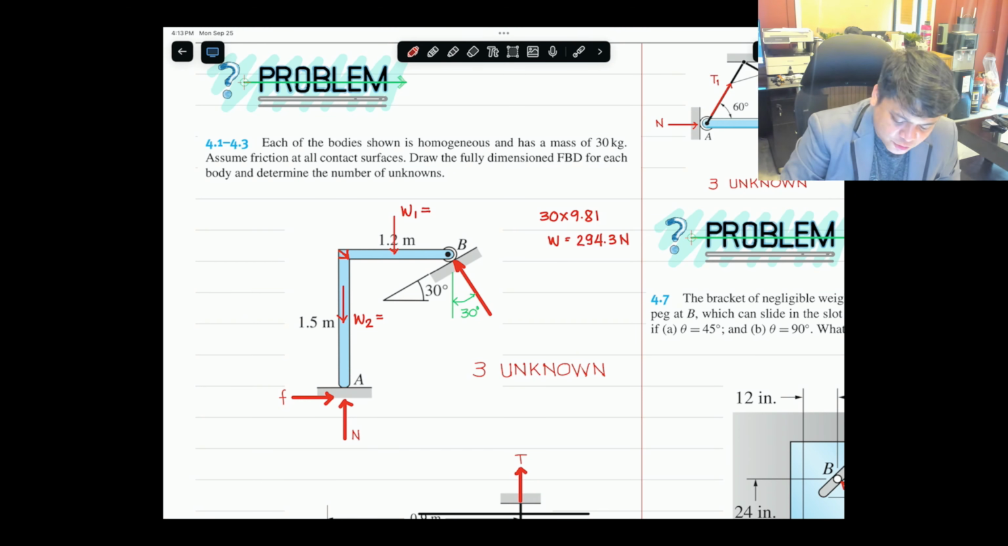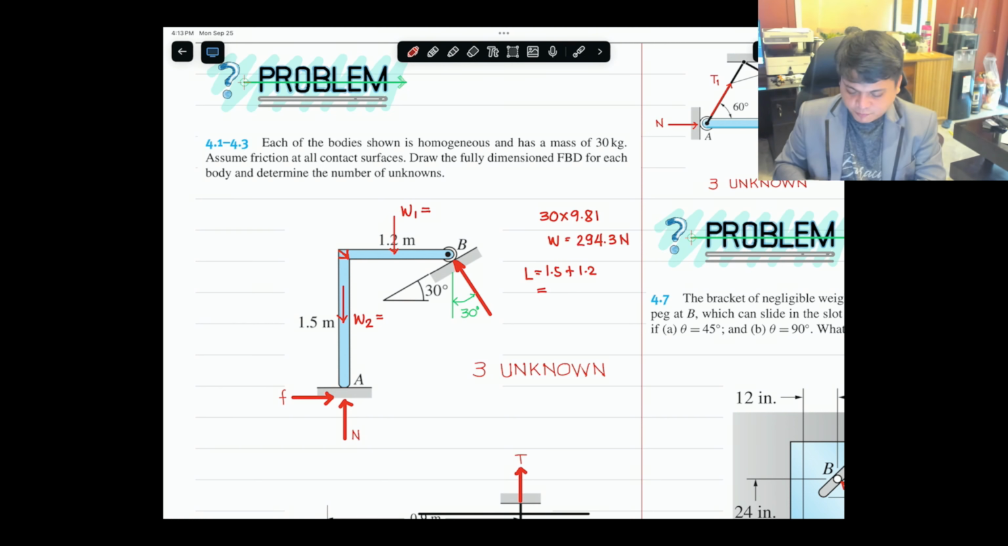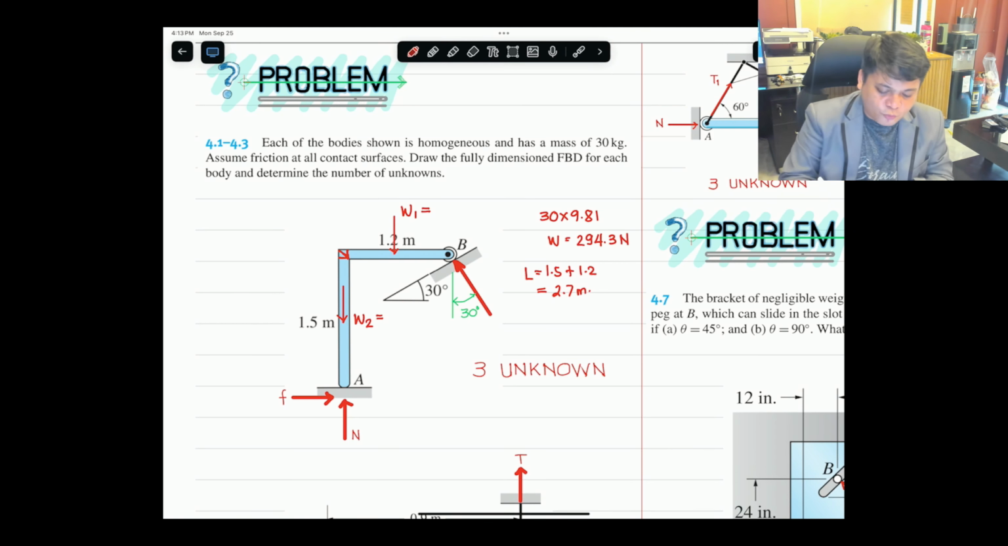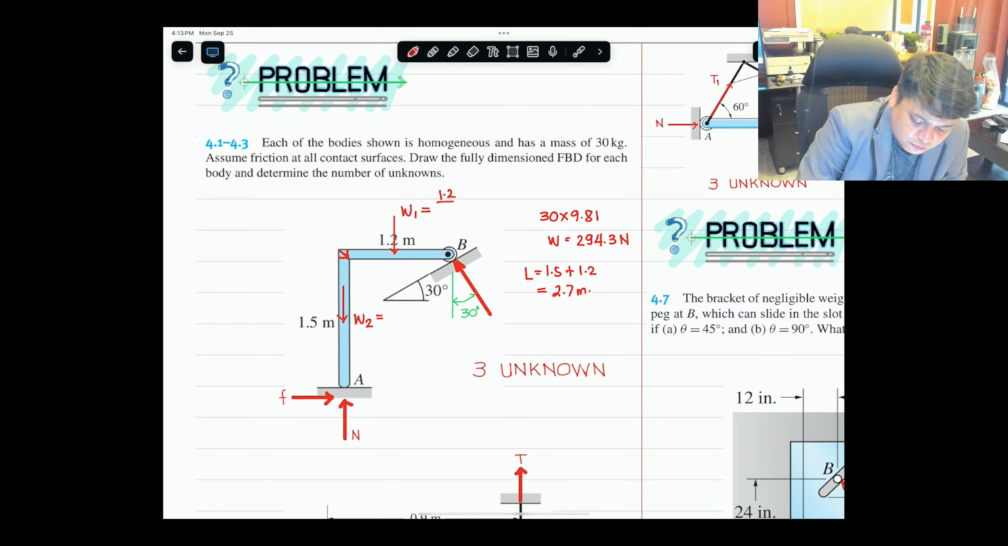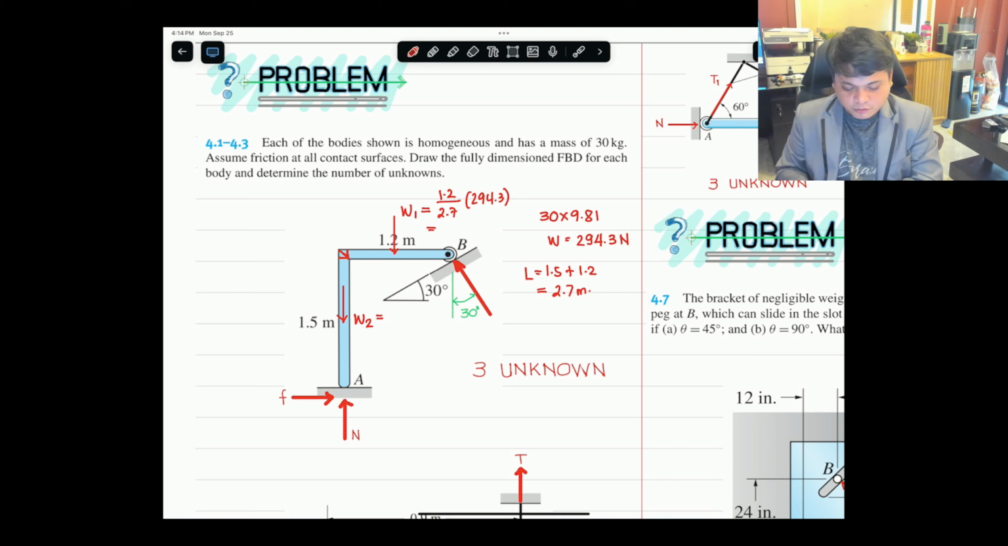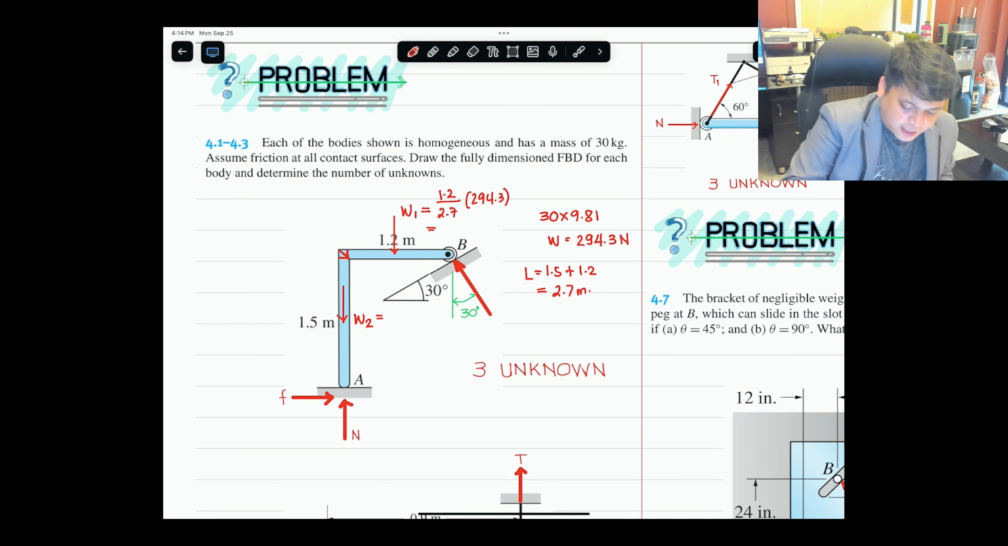At yan, 1.2, no? So, ang total length po natin is 1.5 plus 1.2. You have here 2.7 meters. So, yung weight 1, parang percentage lang siya ng total length, ano? So, you have here 1.2 over 2.7 of 294.3. So, yun po yung inyong weight 1. So, you can have it 1.2 over 2.7 times 294.3. So, you can have here 130.8 Newton.